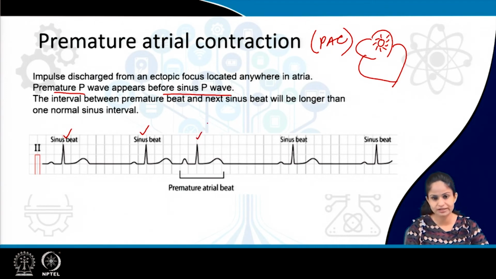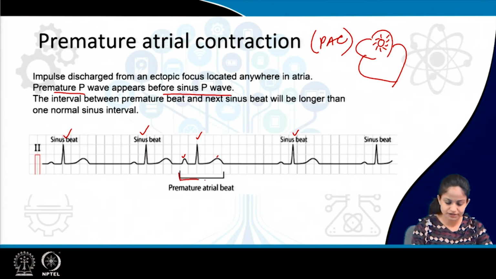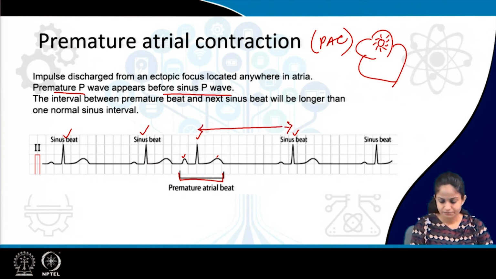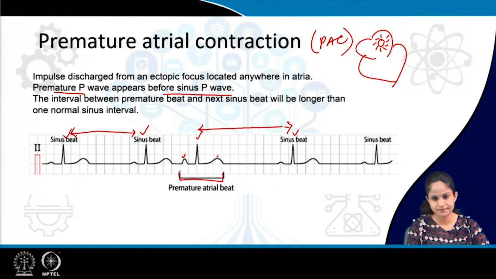and this is a premature atrial beat. The premature atrial beat has a P wave, a QRS complex and a T wave, all the waves are present. Then we get another sinus beat. Now, for this premature atrial beat, we can see the duration between this beat and the sinus beat is more than the duration between the normal sinus beats.